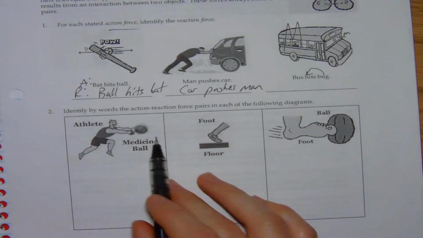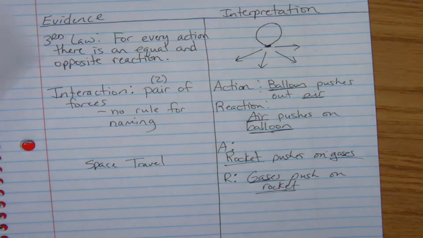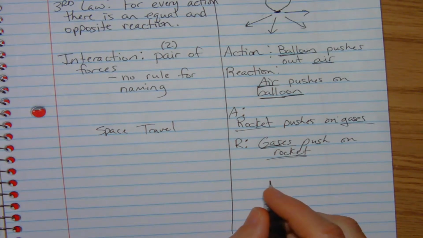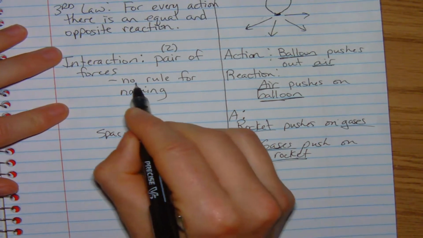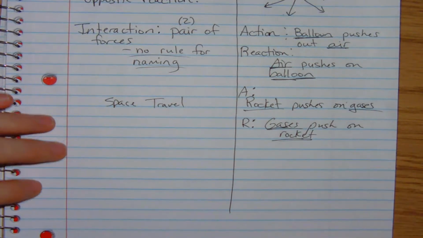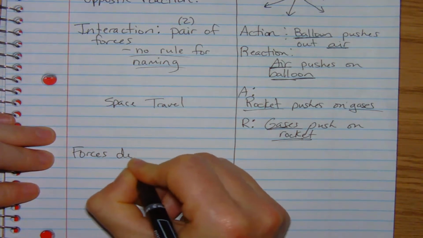Okay, so the athlete pushes on the ball, the ball pushes back. Foot on floor, the floor pushes back. All these things, it's pretty repetitive. It's the exact same thing. But there are a couple rules. I'm sorry, one more rule. We know there's no rule for naming. The next thing that is a little bit odd for us is that these forces do not cancel out.